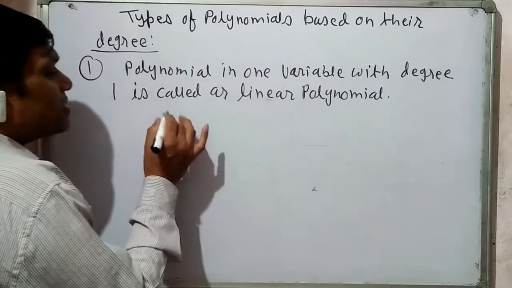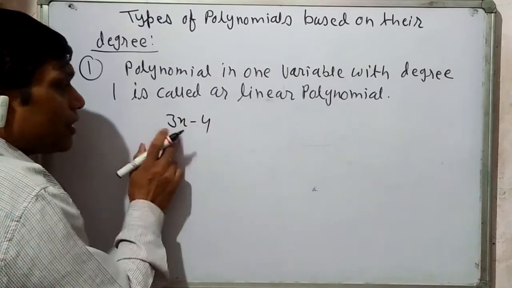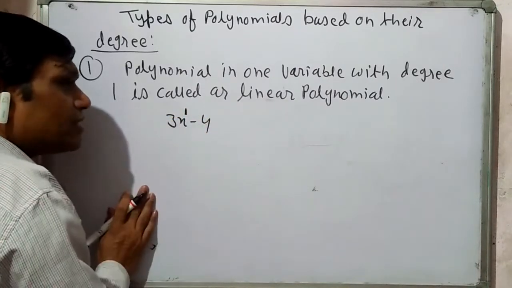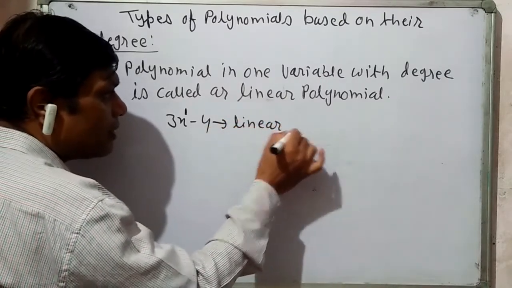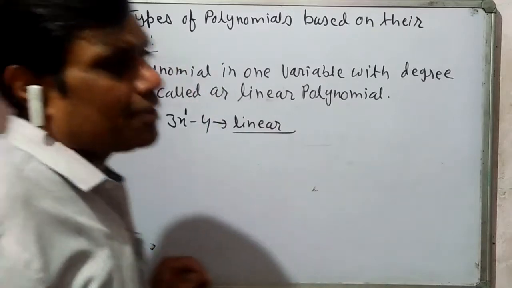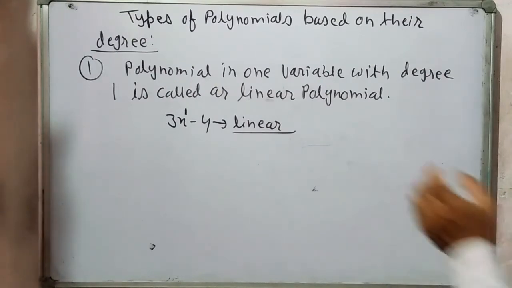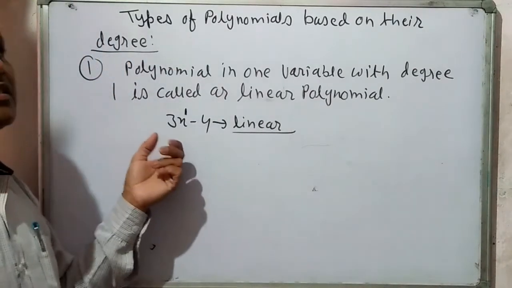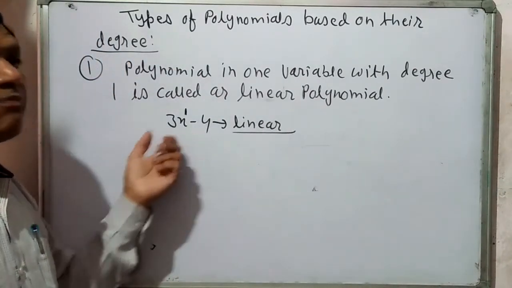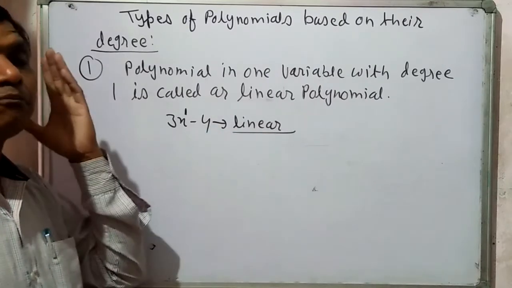For example, if I say 3x minus 4, here the power or the degree of x is 1. I call this linear. Now why am I calling it linear? Because if I put various values for x, a variable having changing values, x as 1, x as 2, x as 3, find the value of the polynomial and plot its graph, it will be a straight line.